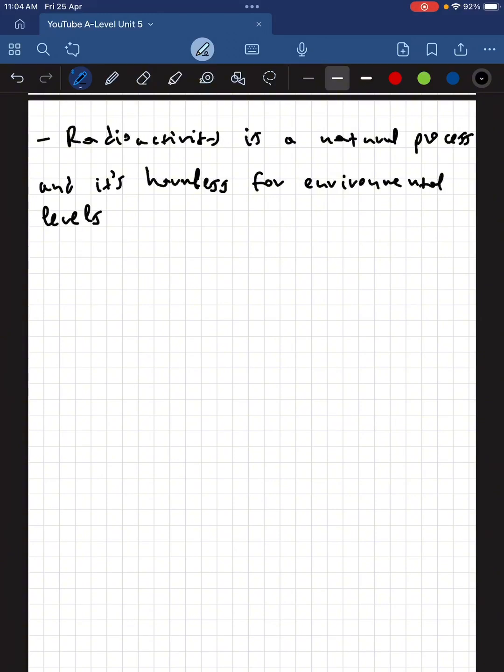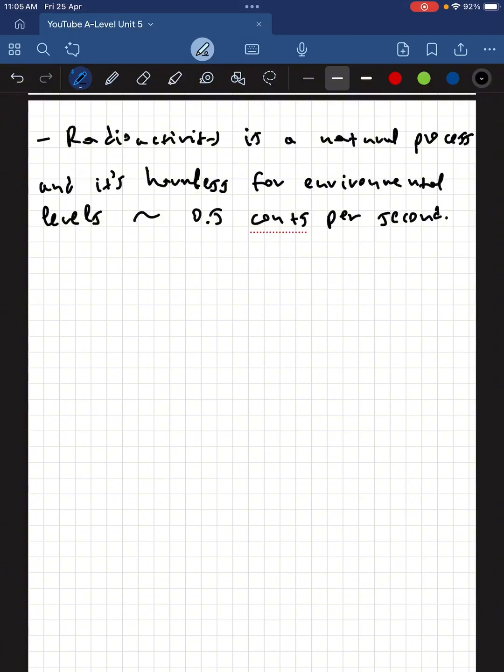And what do we mean by environmental levels? Anything that emits radiation with a rate of about 0.5 counts per second. Now, what does that mean? It means pretty much 1 count every 2 seconds, meaning that one alpha particle or one beta particle or a gamma particle is emitted every 2 seconds. Okay, so that's the environmental level of radiation.